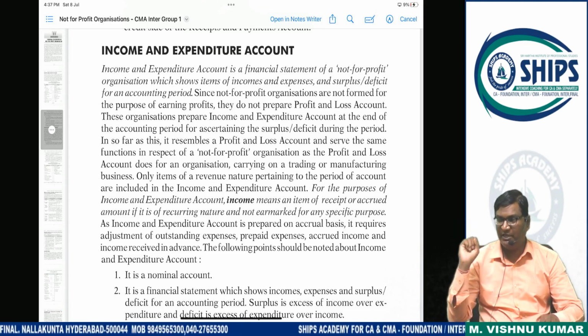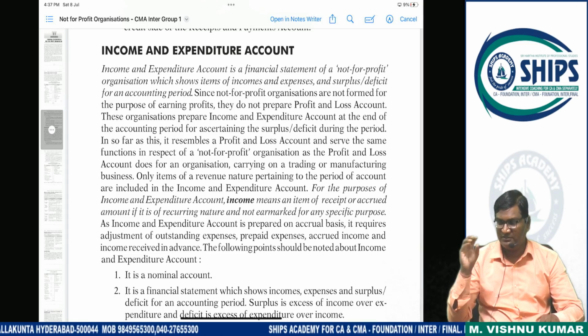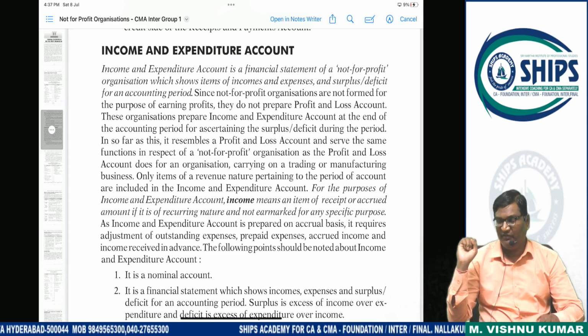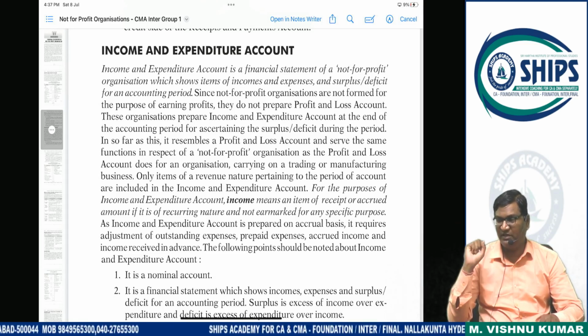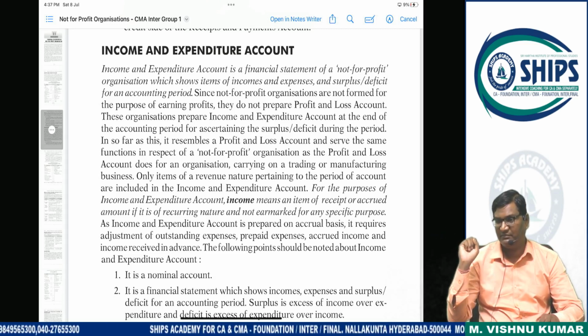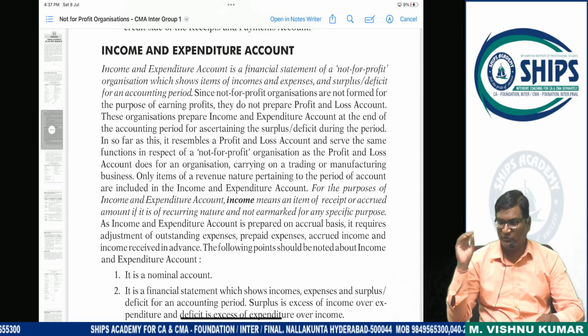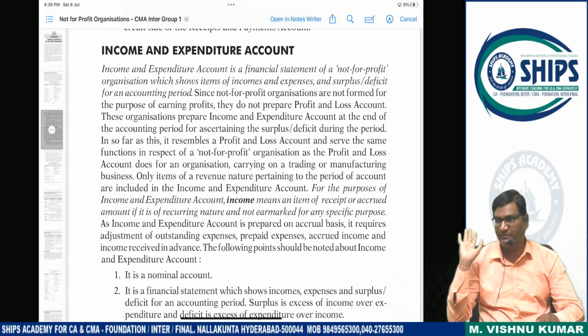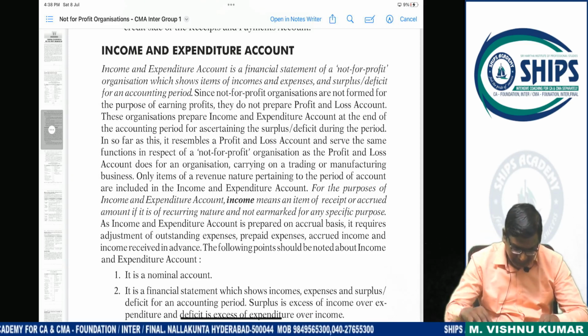The objective of preparing an income and expenditure account is to ascertain surplus or deficit. If incomes are more than expenditure, a surplus will come. If expenditures are more than income, a deficit will come. Here non-cash expenses also will come, such as depreciation and loss on sale of assets, whereas in receipts and payments, these will not come.